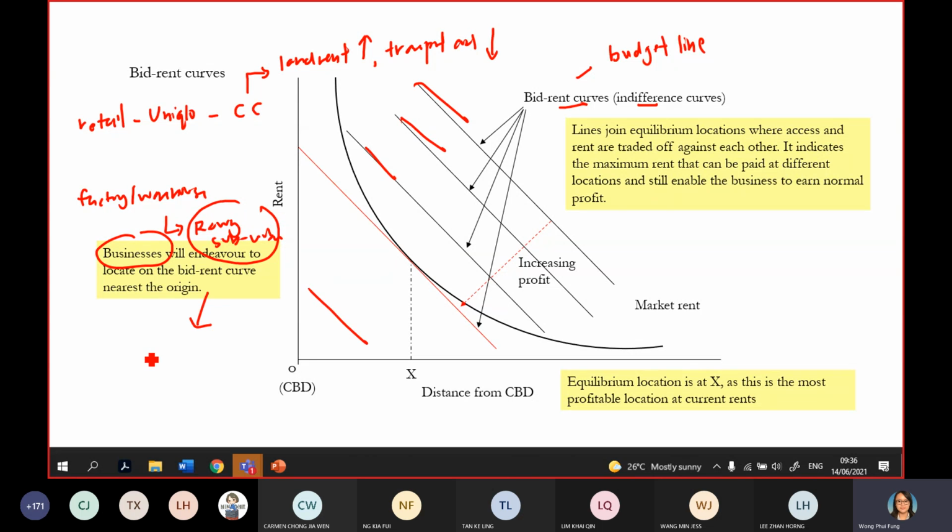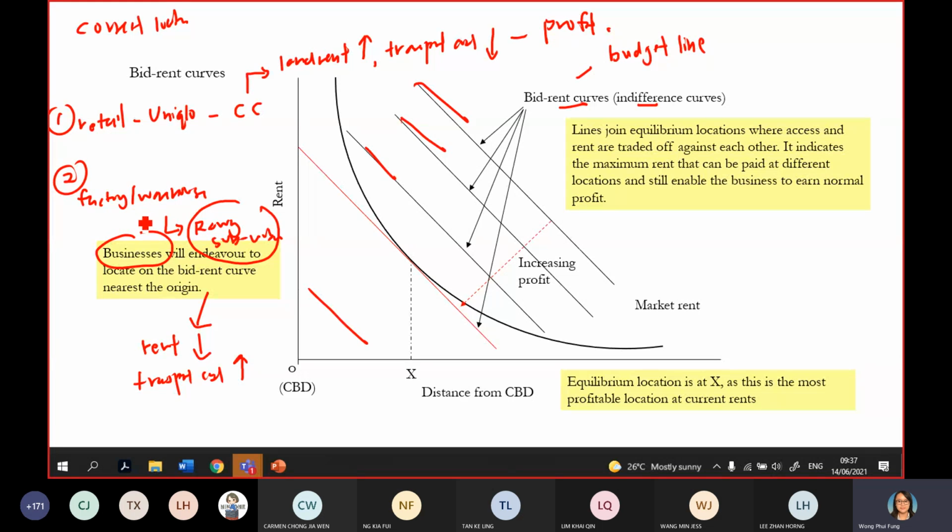Why? Because Rawang has lower rental, cheaper. But I told you before, give and take, the transport cost will be higher. But then these two businesses are actually located at the correct location. Okay, although the Uniqlo shop is located at city center and needs to pay higher rental, with lower transportation costs, they still earn profit. They still generate profit.